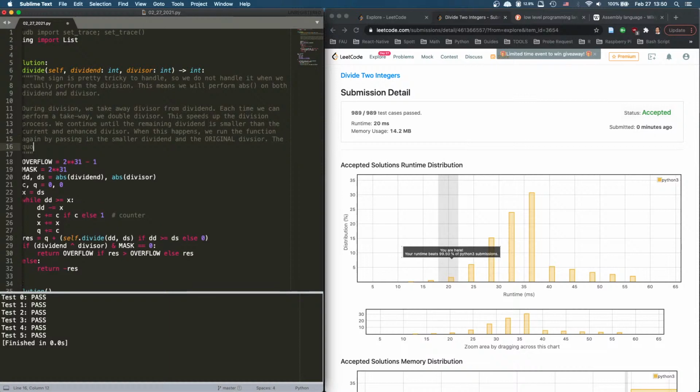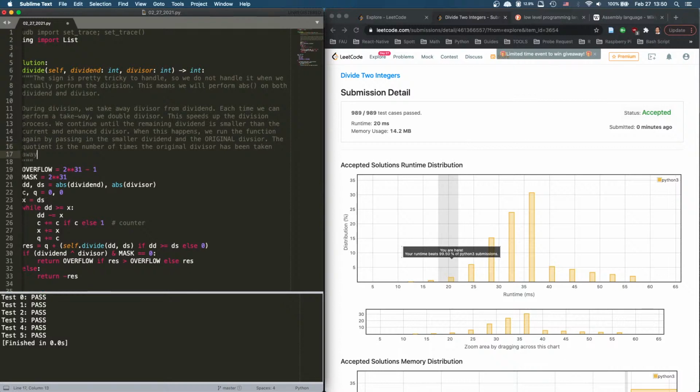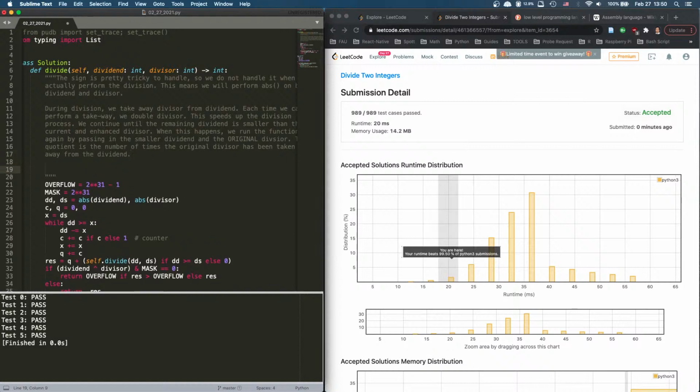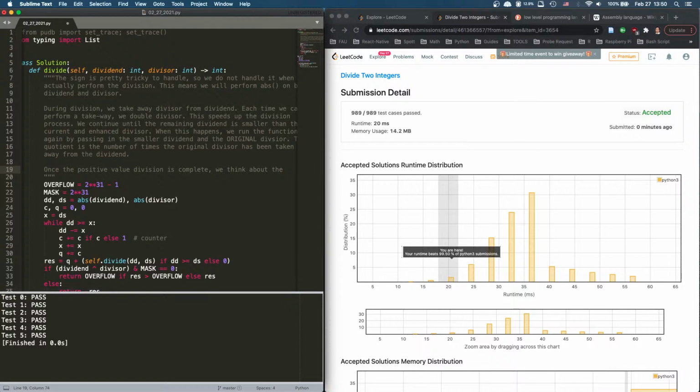The quotient is the number of times the divisor, the original divisor, has been taken away from the dividend. Right. Now, once the positive value division is complete, we think about the signs.